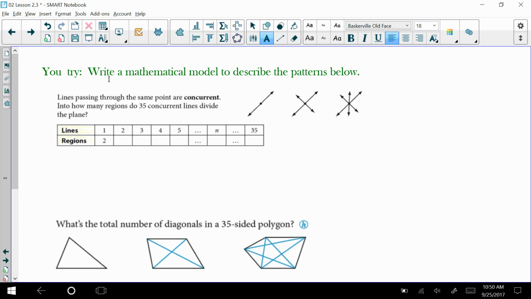Now you try. So take a minute and try this on your own and do the best you can, and pause the video while you work and unpause the video for your solution.